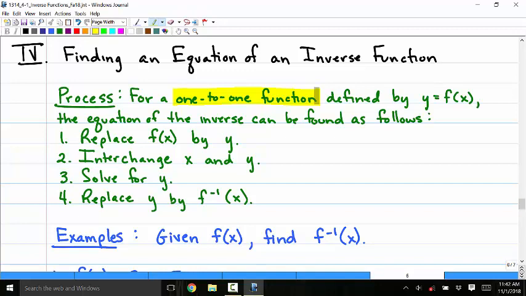Replace f of x by y. Switch the x's and y's. Solve for y. Once you do, replace y with f inverse and you're finished.